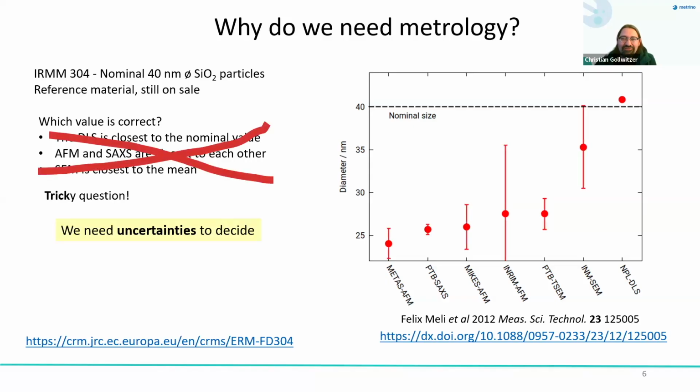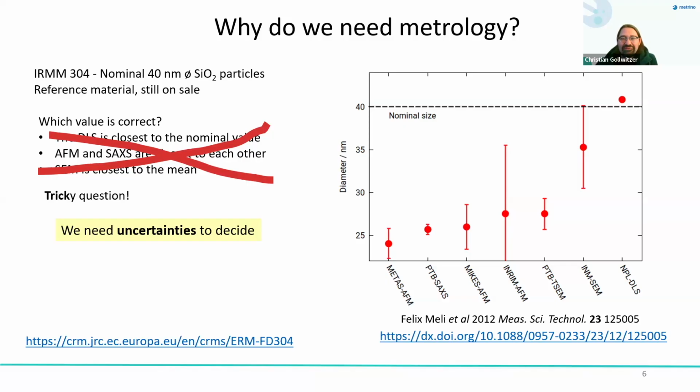This is actually a trick question, and none of these answers is correct by itself. Because if you only have these measurement results that I've showed you on the graph, you cannot actually decide which one is the correct one. In order to decide if they are comparable or if they are correct, you need the uncertainties.